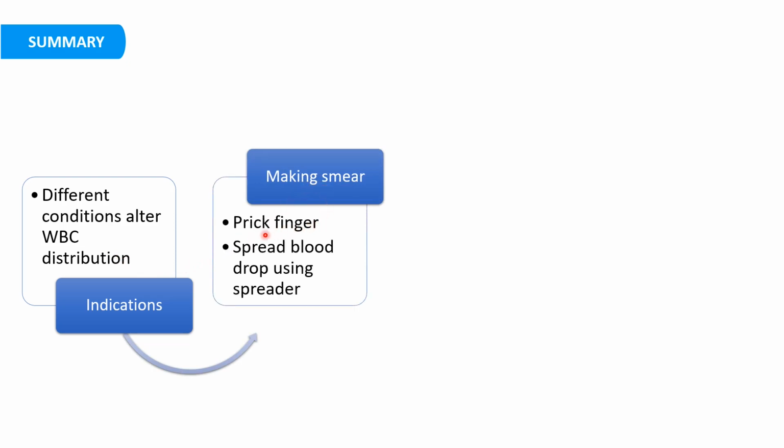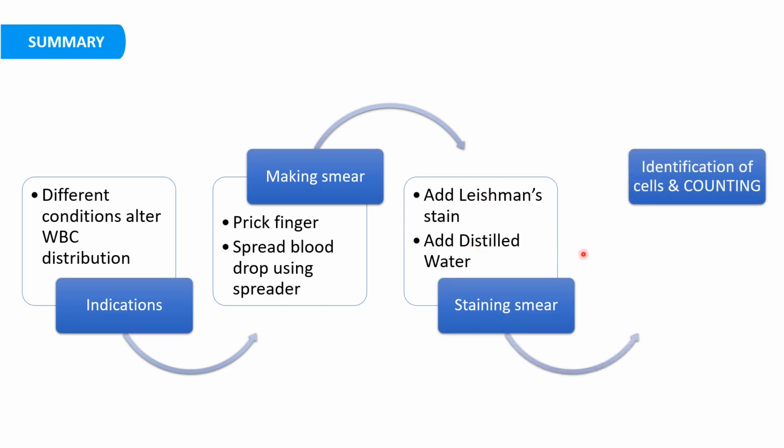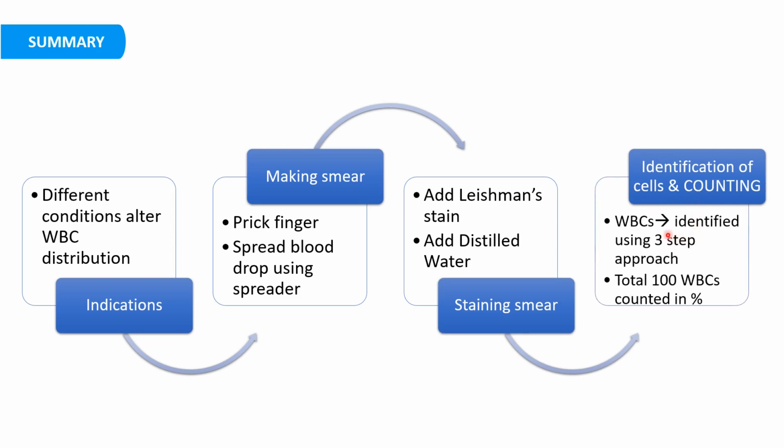Then making the smear. So how to make the smear? We have to prick the finger, then we have to make the peripheral smear, then we have to stain the smear by adding Leishman stain and then distilled water. Then we have to identify the WBCs and then count the WBCs. So WBCs are identified using a 3-step approach. A total of 100 WBCs are counted and they are represented in percentage. This is the differential count practical. So I hope you understand the whole practical.